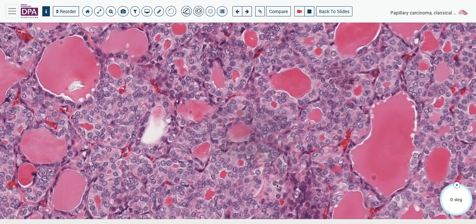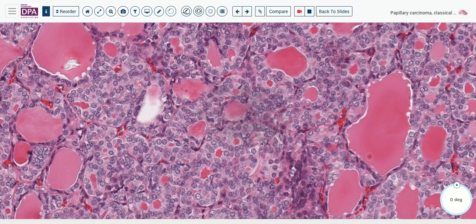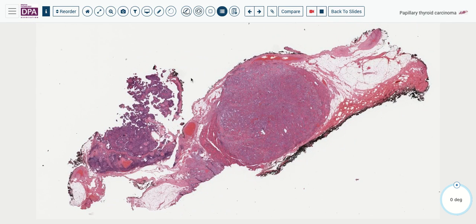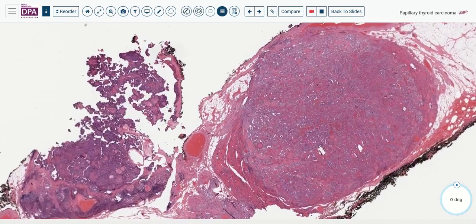But you can get a feel for these, and we'll show many other examples as we go through this process. So these are the features, nuclear-wise, of papillary carcinoma. Let's go on to another example. Here's one with an adjacent lymph node.